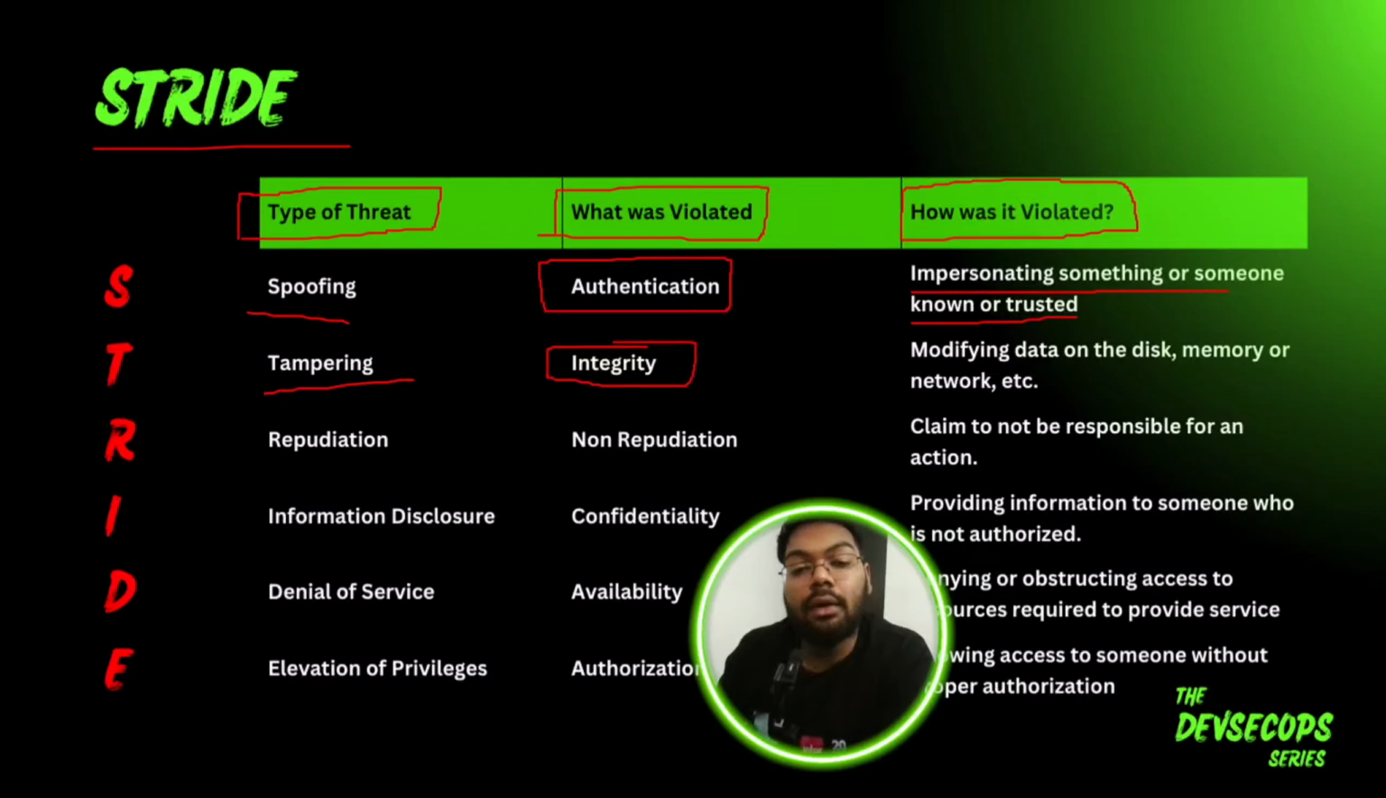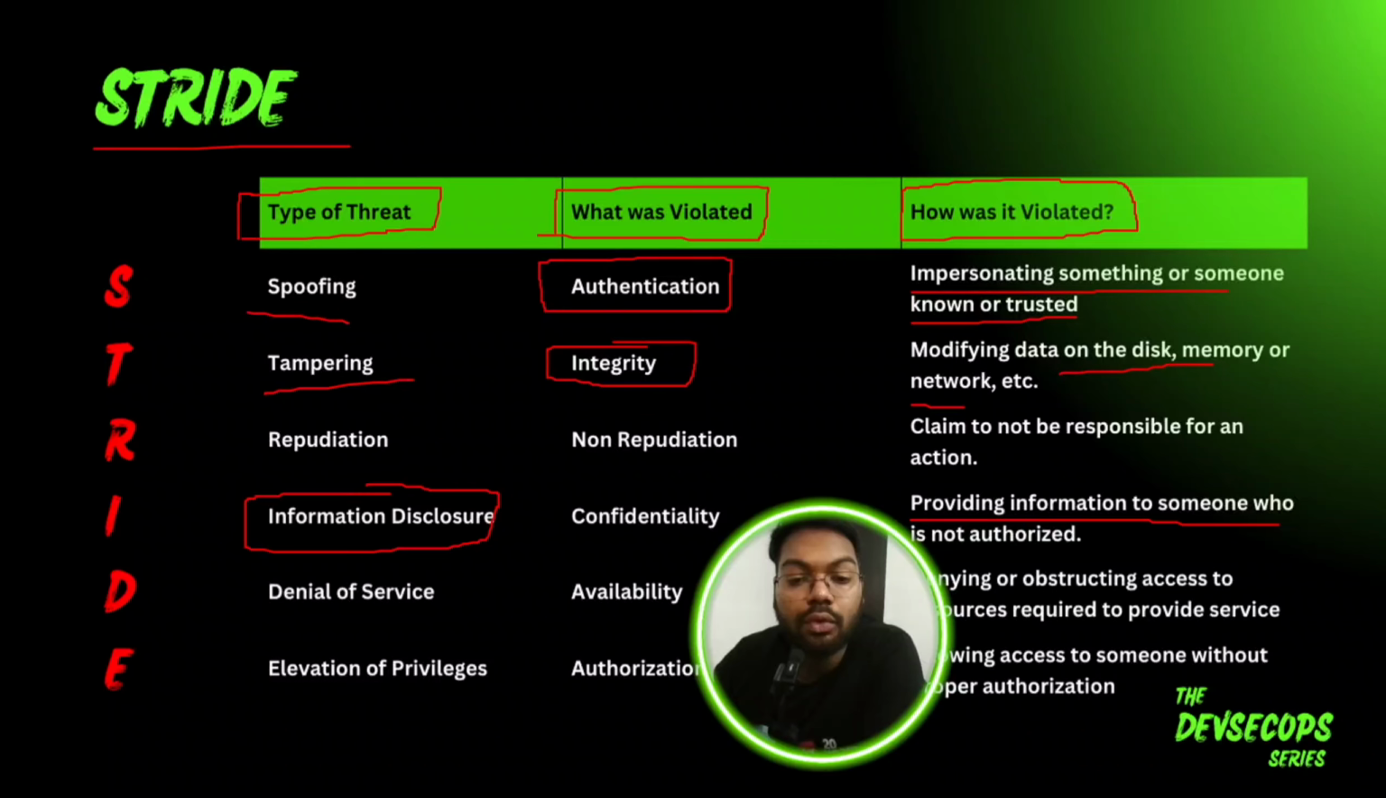Okay, someone modified the data on your disk or memory or network, etc. Let's say you had entered your details like your email and your password, and you filled in some information regarding your documents in the application. Now, are they safe with me? Can someone modify them and use them in a different manner? Can someone steal them? That is also one form of threat that we have in information disclosure. Can someone steal my data from your application? Providing information to someone who is not authorized.